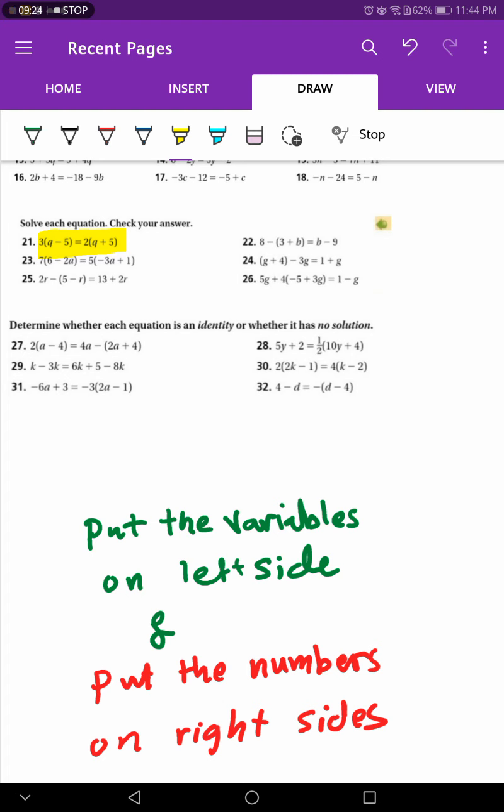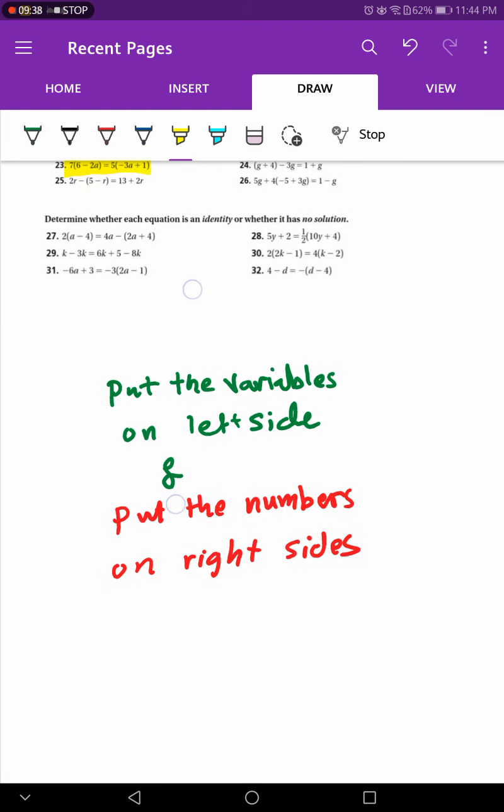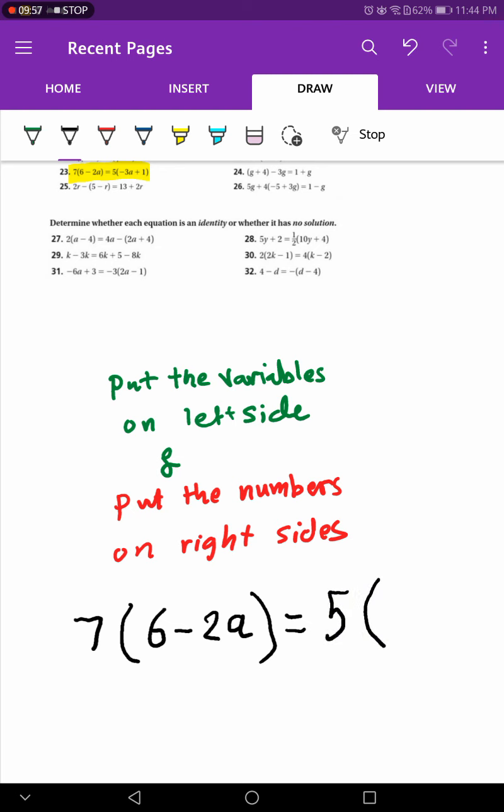Let us take 23. It is what? It is 7 multiplied by the difference between 6 and 2a, equal 5 multiplied by the sum of negative 3a and 1.